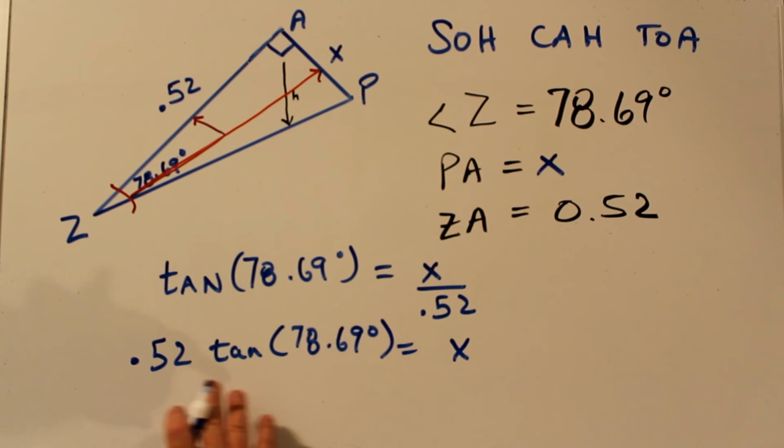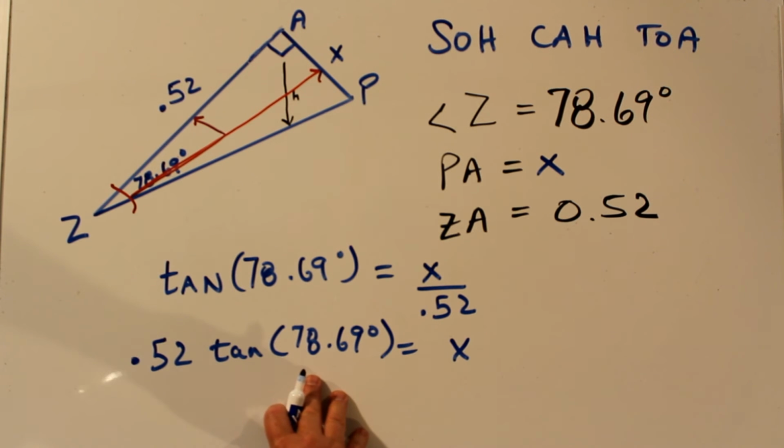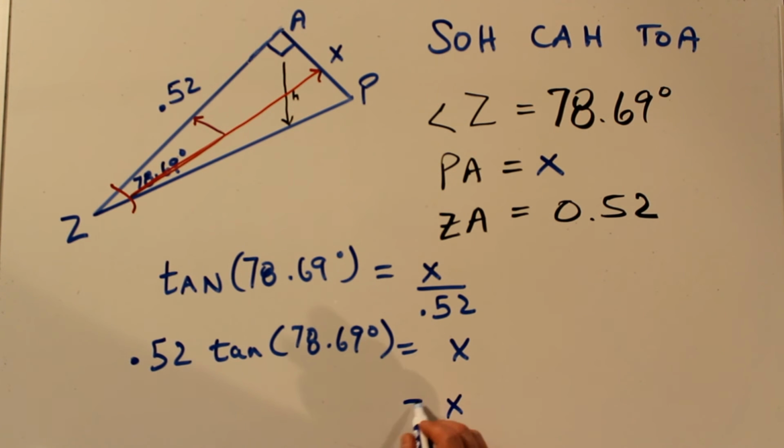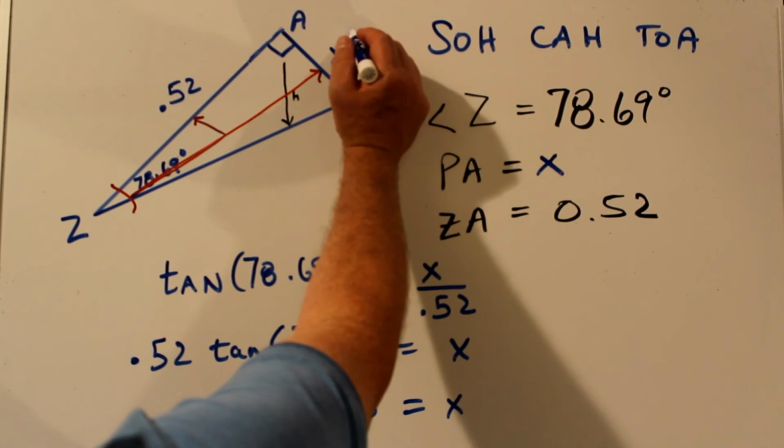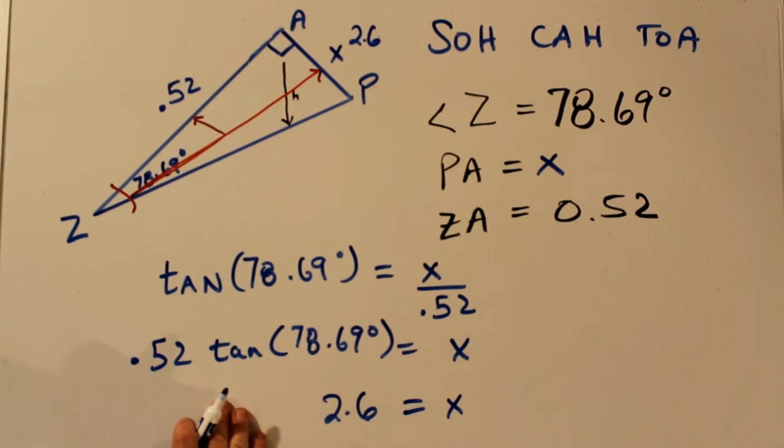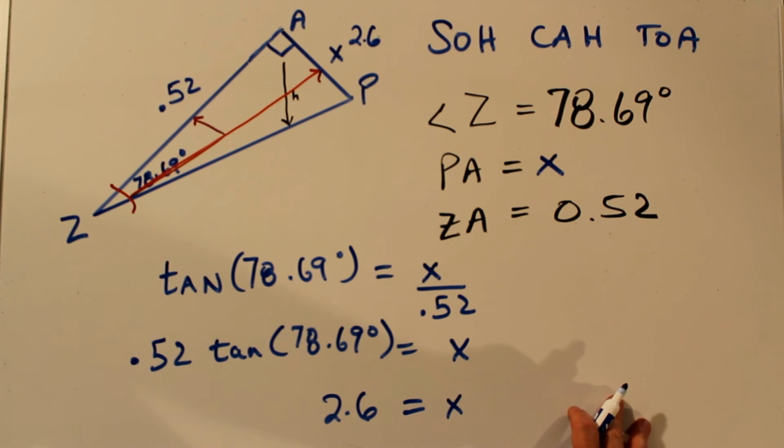And now using a calculator, multiply 0.52 times tangent 78.69, and we get 2.5999, which is pretty close to 2.6. So we'll call it 2.6, rounded to one decimal place. So our X is 2.6, and we use the tangent to find it. And that's how we can use the tangent ratio to find sides of a right triangle.